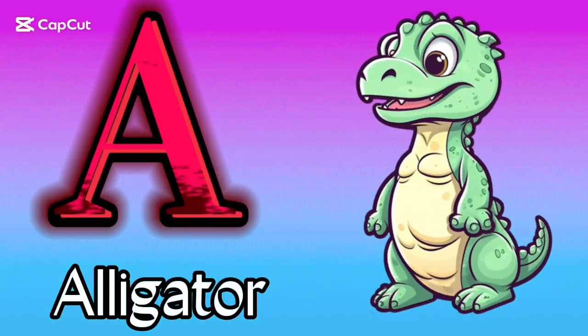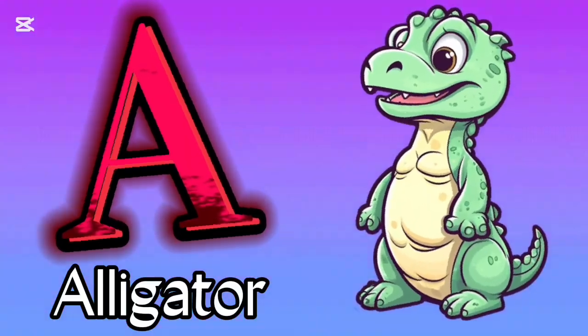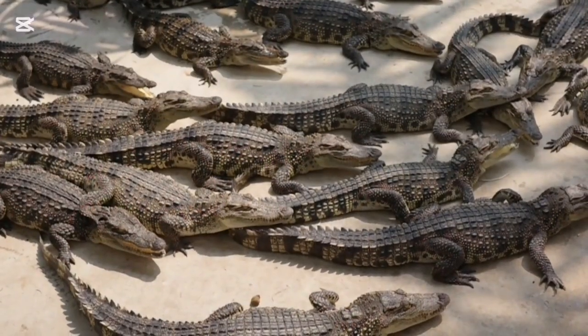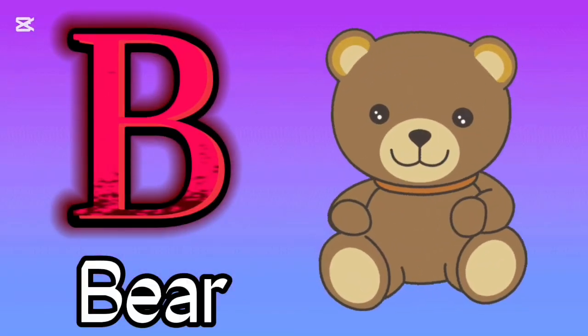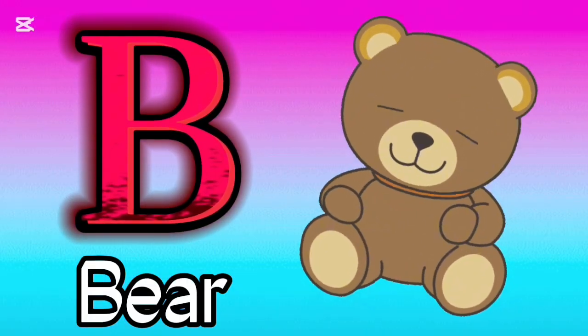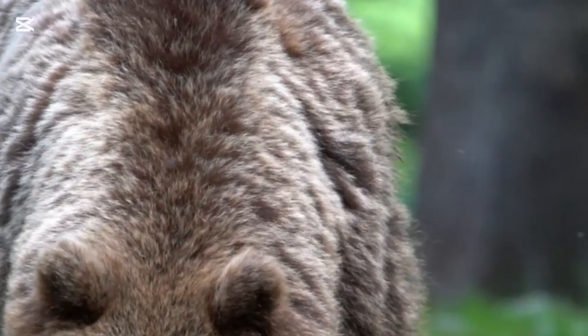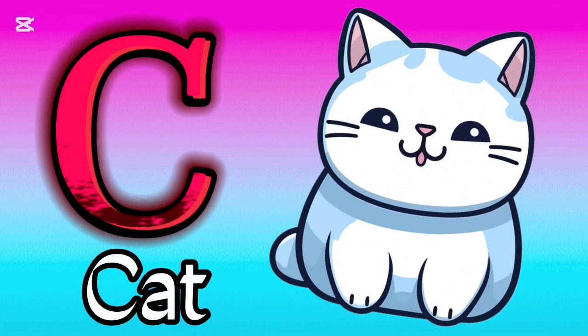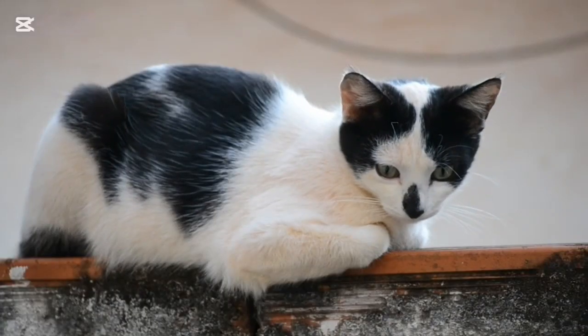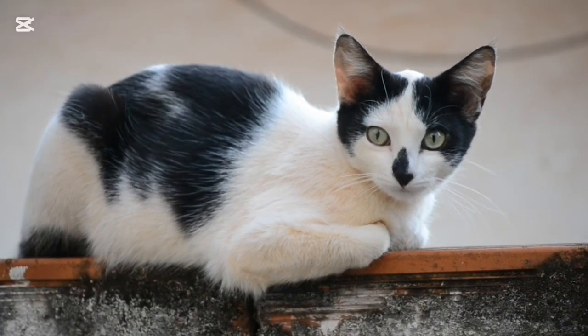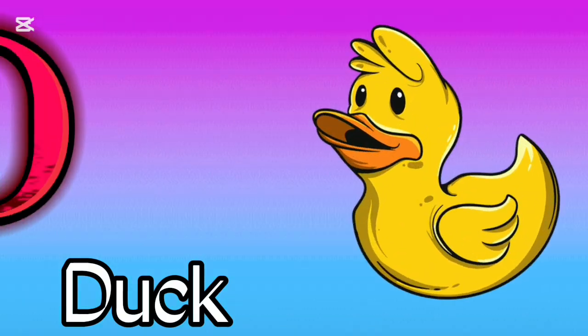A is for alligator. Alligator. A. B is for bear. Bear. B. C is for cat. Cat. C. D is for duck.